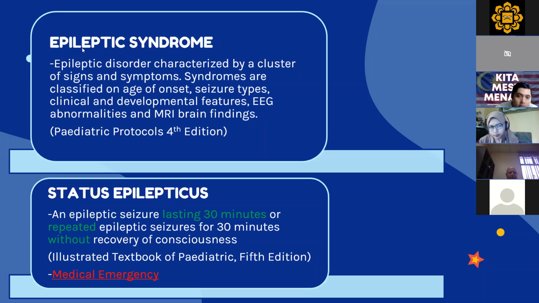Epileptic syndrome is a disorder characterized by a cluster of signs and symptoms. The syndromes are classified on age of onset, seizure type, clinical and developmental features, EEG abnormalities, and MRI brain findings. I will talk again after this. So next, status epilepticus. According to the Illustrated Textbook of Paediatrics, 5th edition, it is seizures lasting 30 minutes or repeated epileptic seizures for 30 minutes without recovery of consciousness. Okay, it is really important: without recovery of consciousness.